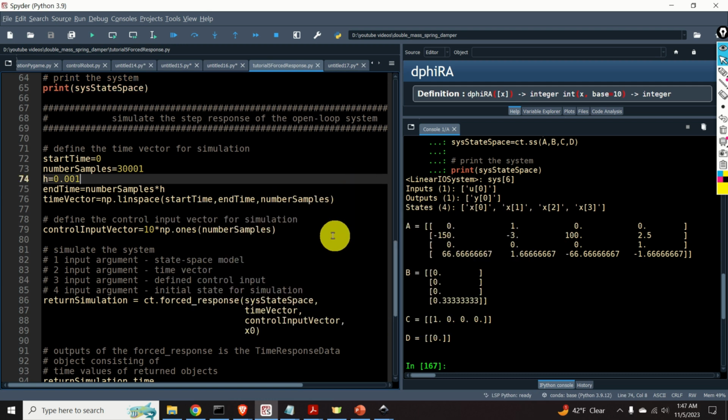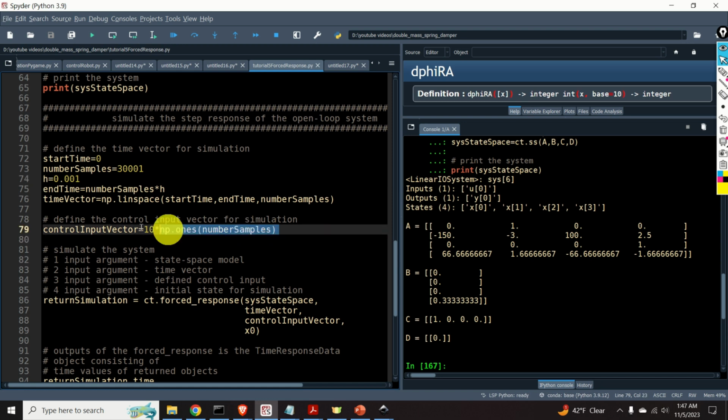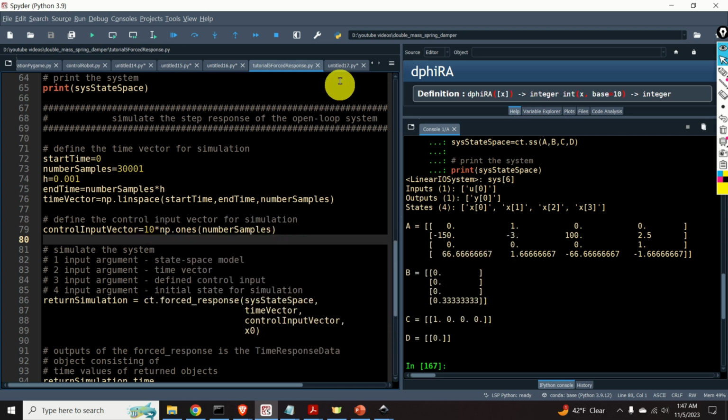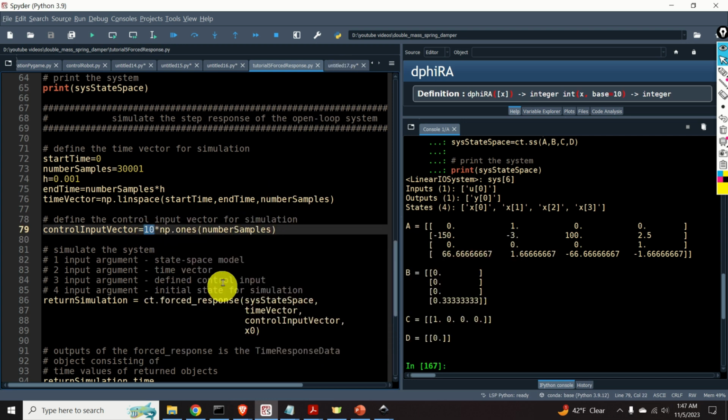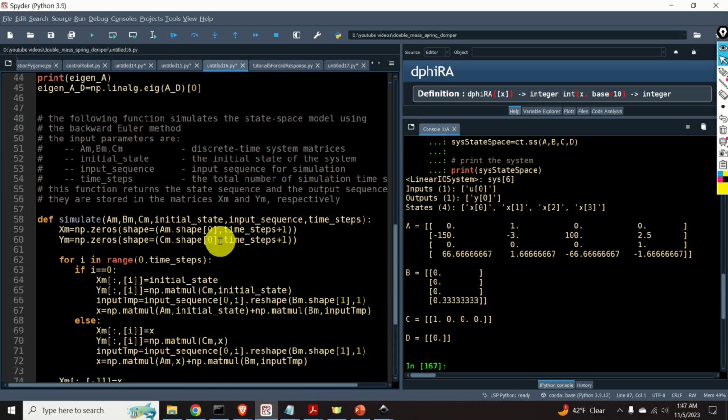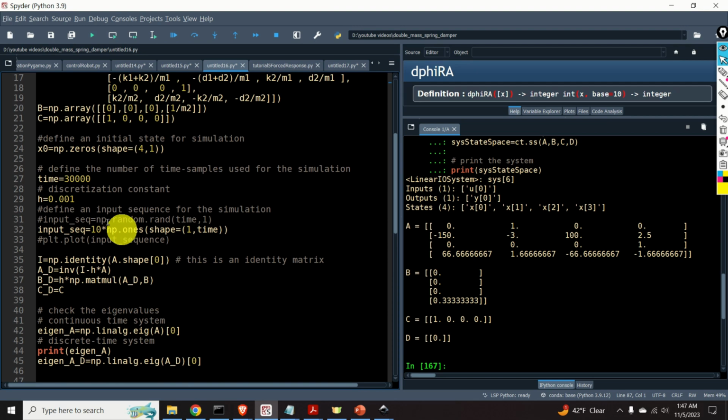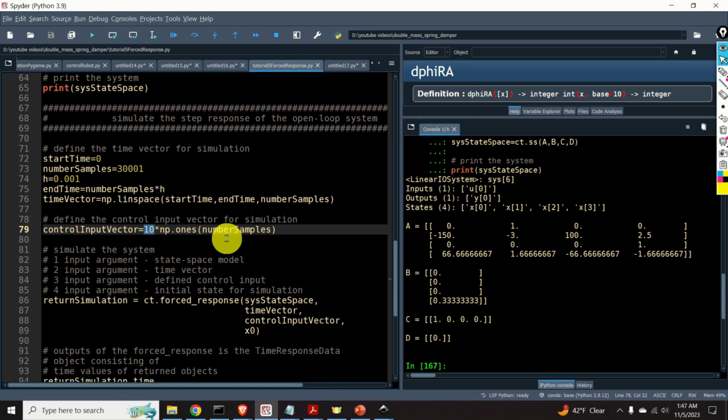Next, I define the control input vector for simulation. Here's how I do it. And here you should keep in mind, since we will be comparing two simulations, that this scale factor for my control input is the same as in the case of the previous simulation. Let's verify that over here. Yes, it's the same. Perfect.